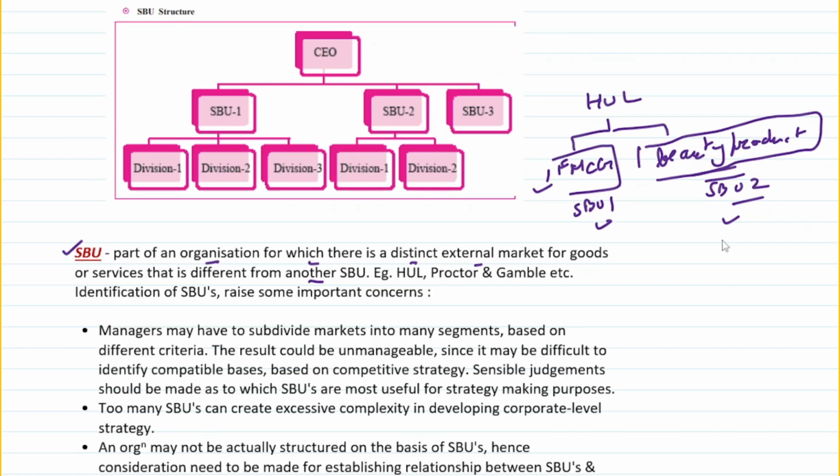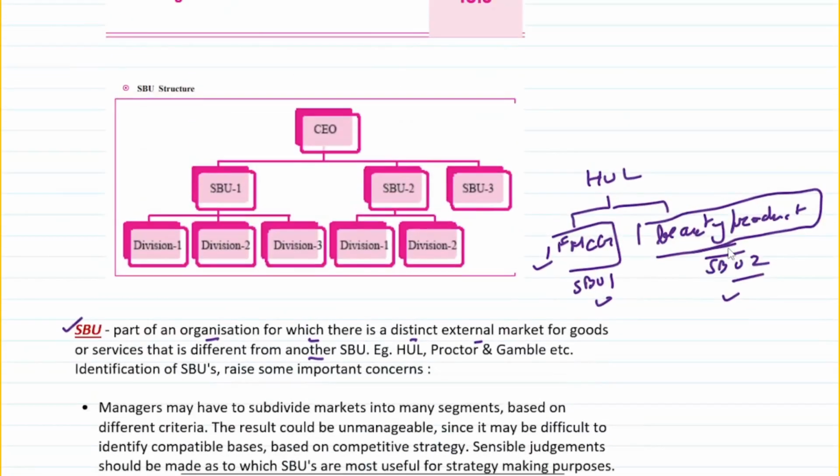Now if you look at this figure, or the diagram, you would be able to understand there is one CEO, for example the CEO of HUL. Now he will have one SBU. This SBU in itself will have various divisions. For example, if this SBU1 is that of FMCG, that is fast moving consumer goods, then this is division 1, 2, 3, 4. So what are the various examples of it? Division 1 can be for the atta segment, this is for the biscuit segment, this is for some other, say ice cream segment. So that's how SBU1 is divided.